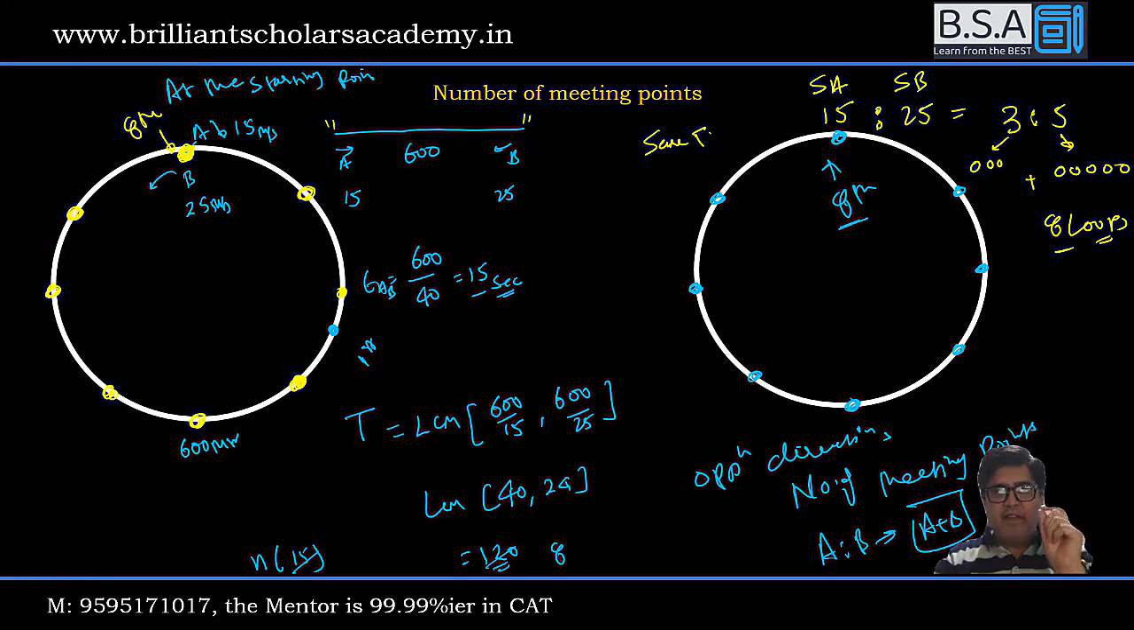Remember that phrase. Make sure you write it somewhere. The last meeting point is always the starting point. The number of meeting points when people travel in opposite directions is decided by the addition of the ratio of their speeds. Now I can complicate this question to n number of levels.